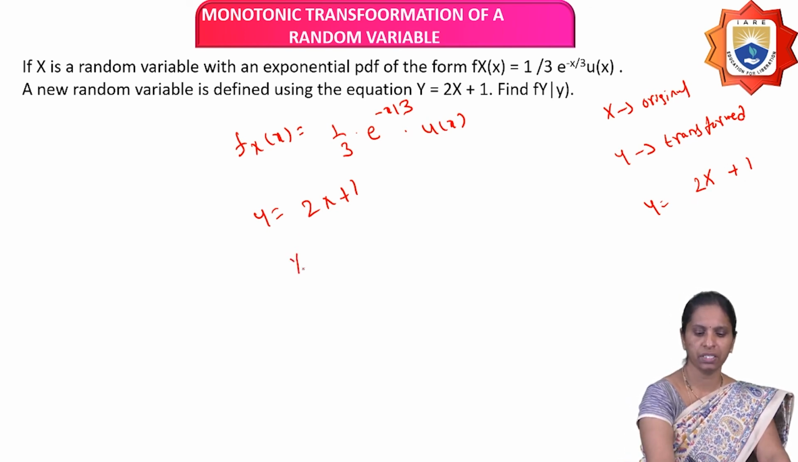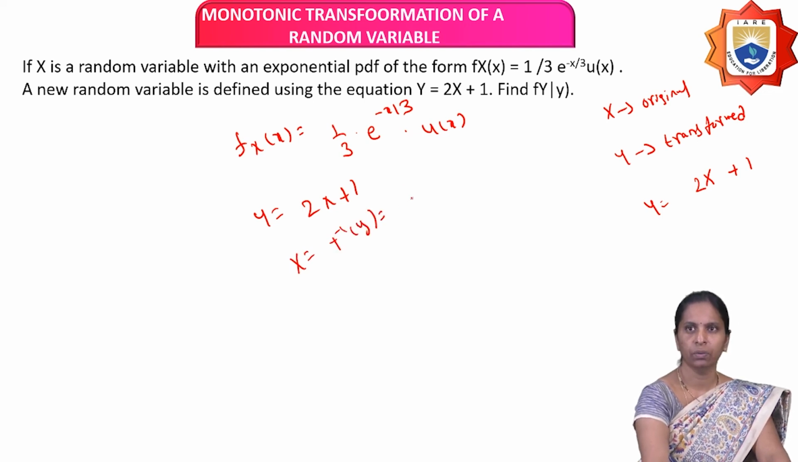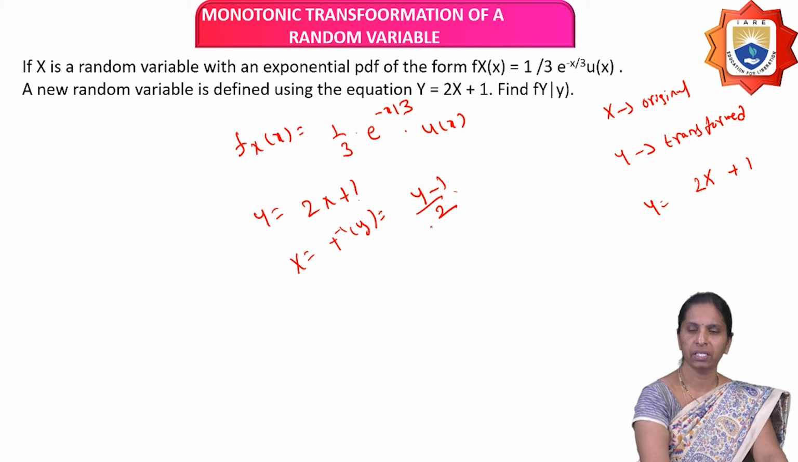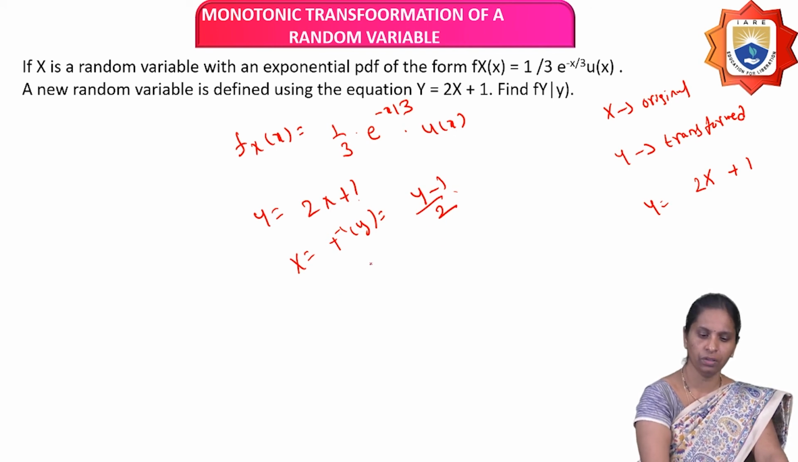So from this, what is x equal to? T inverse y. Nothing but y minus 1 by 2. Bring this 1 here and divide with 2. Here you are adding, there you are subtracting. Here multiplying, there dividing. That's it. Okay, so y minus 1 by 2.